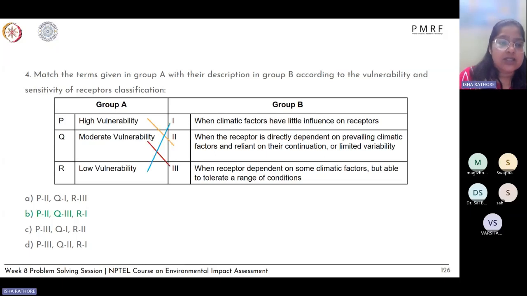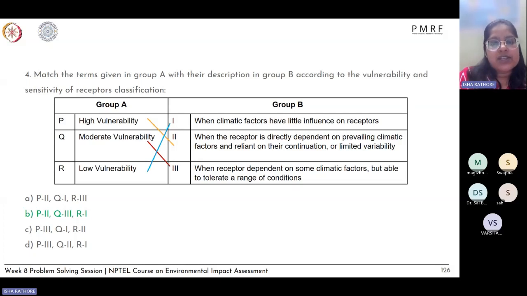Okay, so the correct answer is B, that is high vulnerability when the receptor is directly dependent on prevailing climatic factors and reliant on their continuation or limited variability. This receptor will be highly affected by any changes in the climate, so it is highly vulnerable. So P matches with 2.